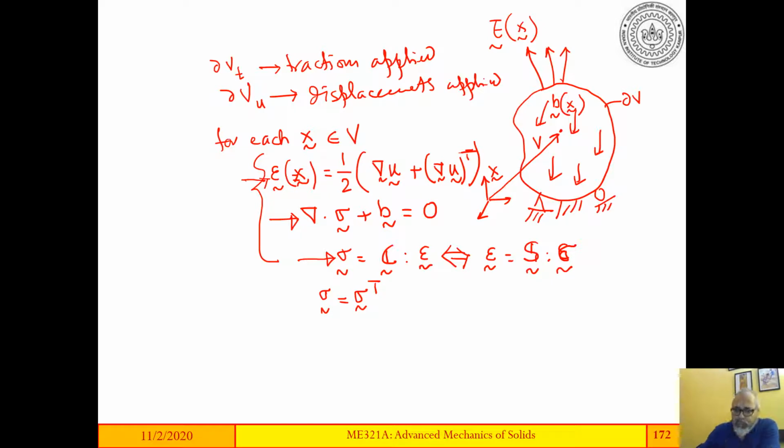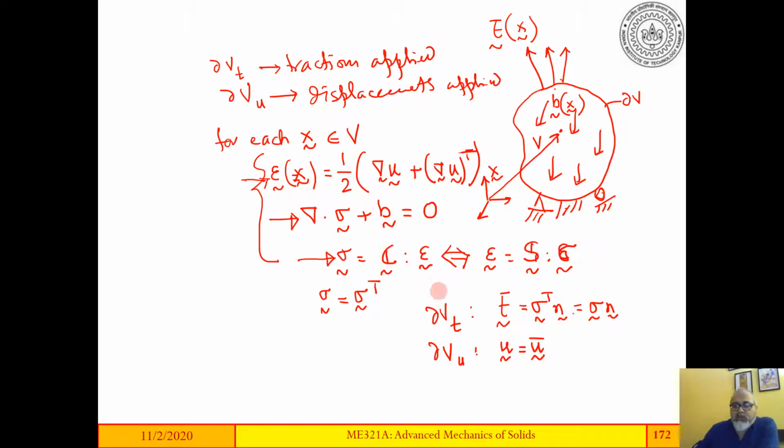Now, as far as the boundaries are concerned, on the part delta Vt, we have tractions specified. So at a point right next to where the tractions are specified, we must have the Cauchy relation fulfilled. So T bar there must be equal to sigma transpose n. So this is also equal to sigma times n because sigma is symmetric, and this is the condition on delta Vt. Remember, T bar can also be 0. It can be a traction free surface, and on delta Vu we have the displacements equal to some specified quantity u bar, and again remember u bar can be a zero vector as well.